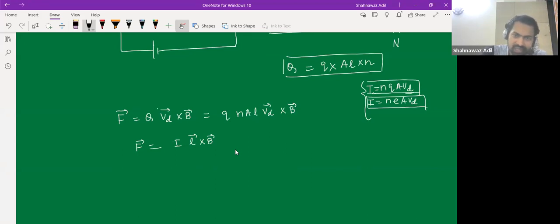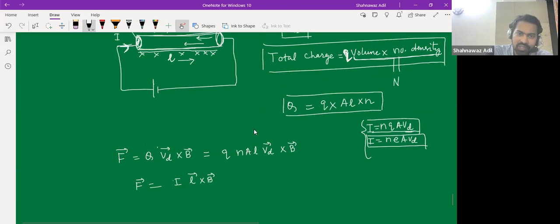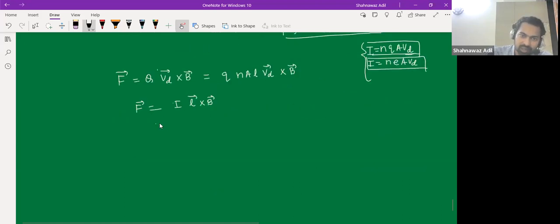So the magnetic field is inside, right? And L is in the right direction. So this is right and this is inside. What is the angle between L and B? 90 degrees, right? So this would be I L B sine theta. Sine theta is sine 90, so F would be BIL.